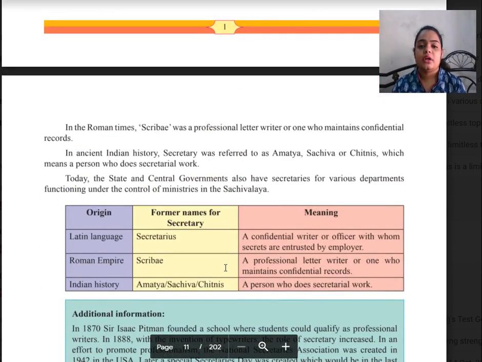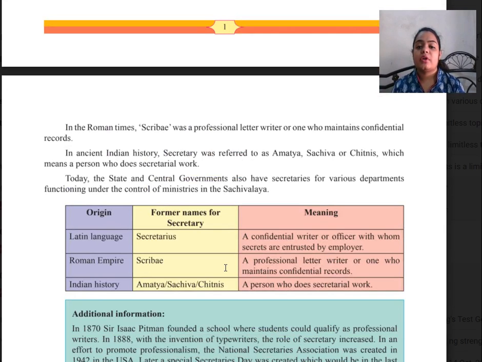Further, in the Roman times, a scribe was a professional letter writer or one who maintains confidential records. In ancient Indian history, secretary was referred to as amatya, sachiva, or chitnis, which means a person who does secretarial work. So, what do you mean? A person who does secretarial or secret work, that is, someone who carries out duties of a person of great importance, a businessman or head of the organization, and he works even as a personal secretary, or he may be for a person of other great importance.